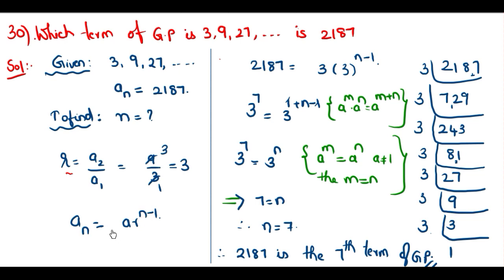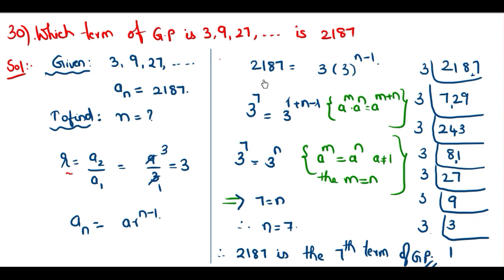So the formula is an is equals to a into r to the power of n minus 1. So an is 2187 is equals to a is 3, r is 3 to the power of n, we don't know, so we are keeping it as it is, n minus 1. Because we have the same basis and they are multiplying to each other, the powers should be added. As we know the law, a to the power of m into a to the power of n will give us a to the power of m plus n. So 3 to the power of 1 plus n minus 1. The first power is 1 plus the second power is n minus 1.